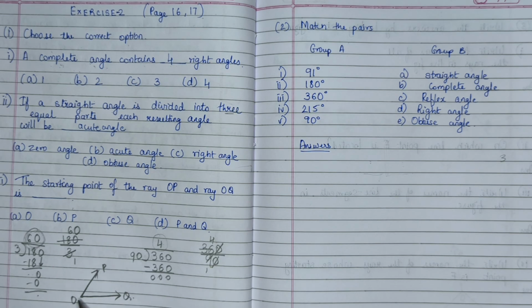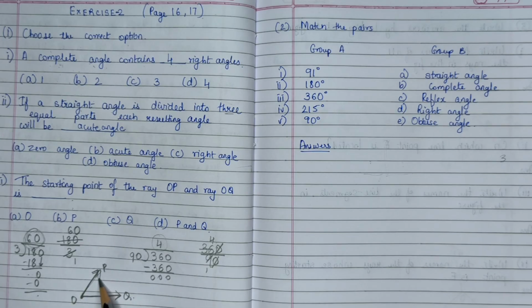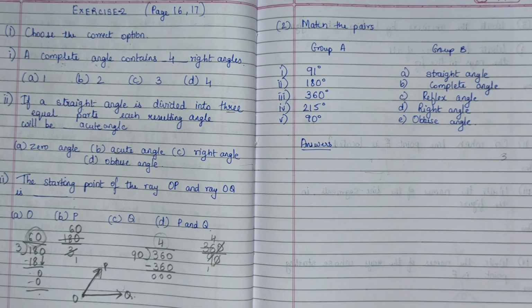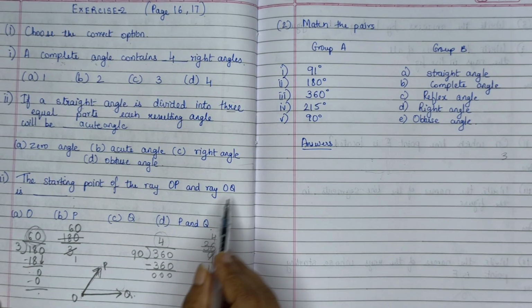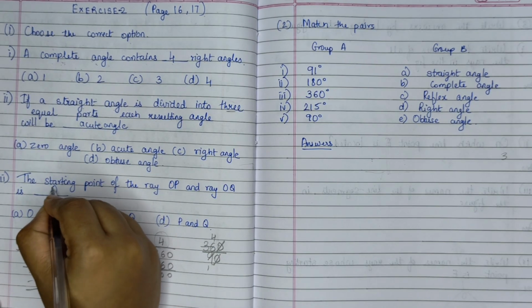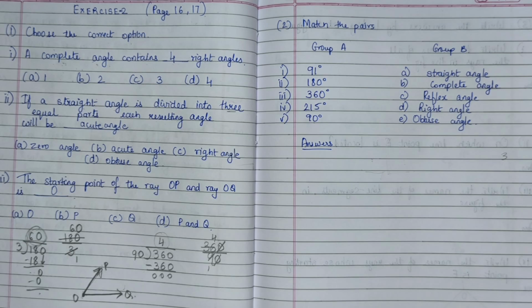What is the starting point over here? This vertex, from where you begin, is called the starting point. So the starting point will be O. It cannot be P, it cannot be Q. Where the two sides are joined, that is called the starting point. So the starting point of ray OP is O and ray OQ is also O. Understood the third one?